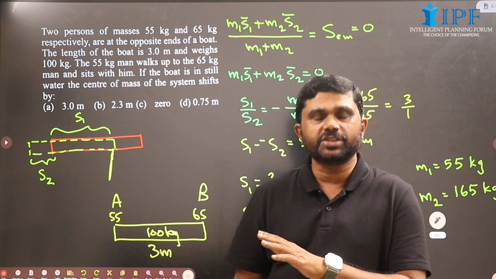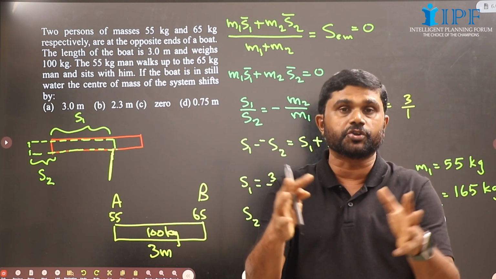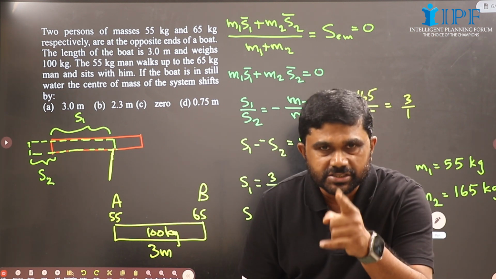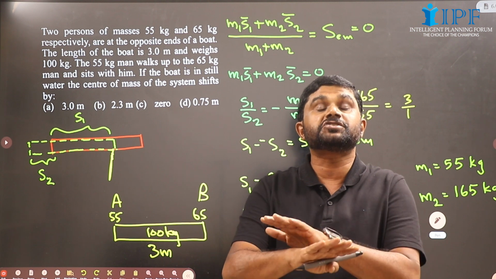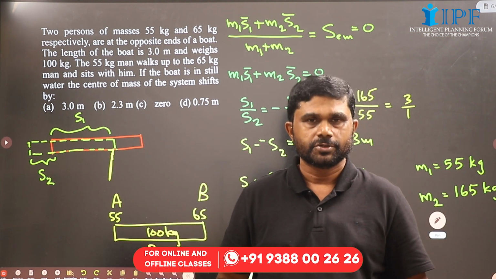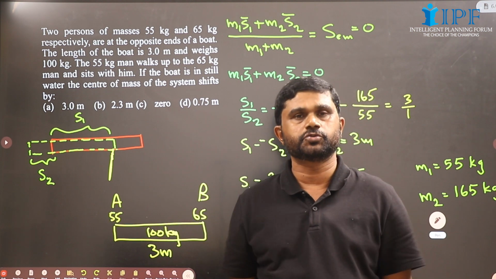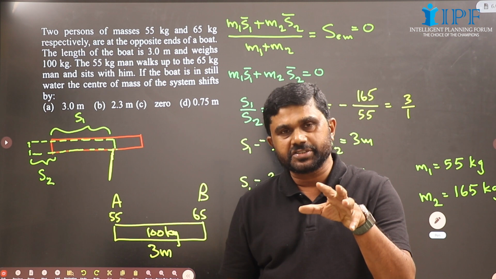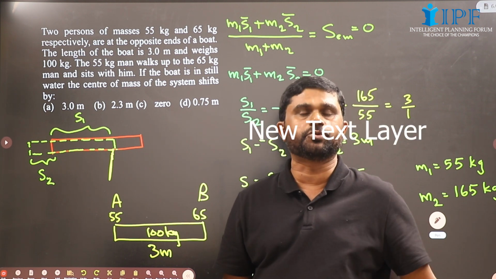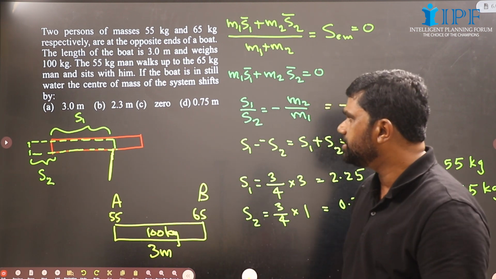So during this motion there is no external force acting on the system along the horizontal. As there is no external force acting on the system, the velocity of the center of mass will not change. Initially it was 0, so it will be 0 forever as long as there is no external force. As the velocity of the center of mass remains 0, what would be the displacement of the center of mass? Definitely it will be 0.